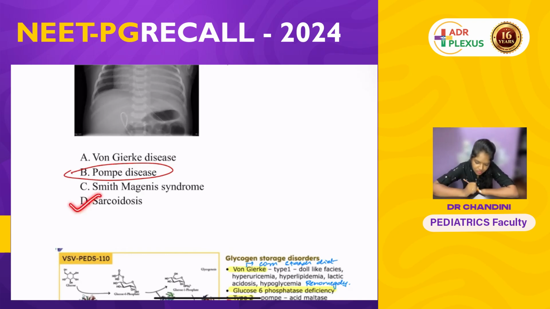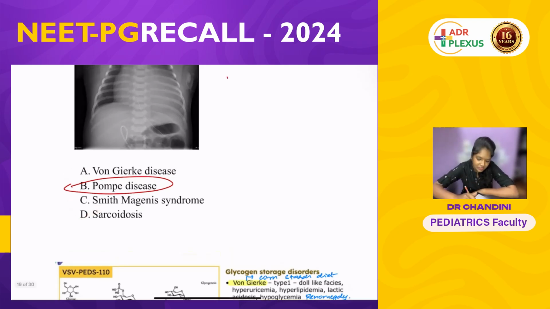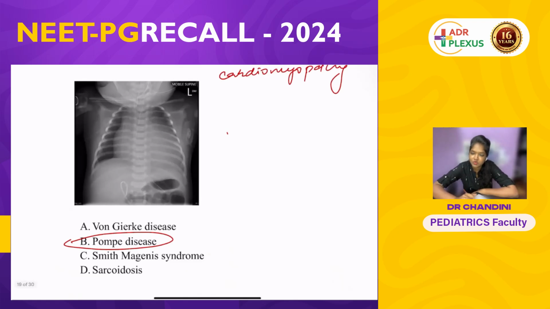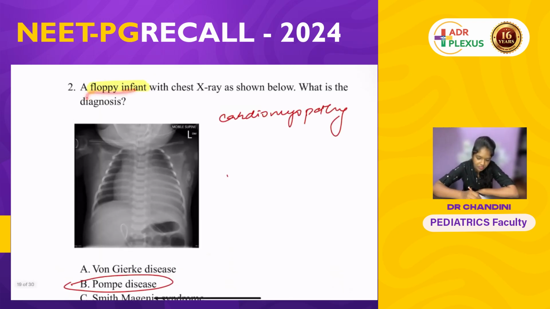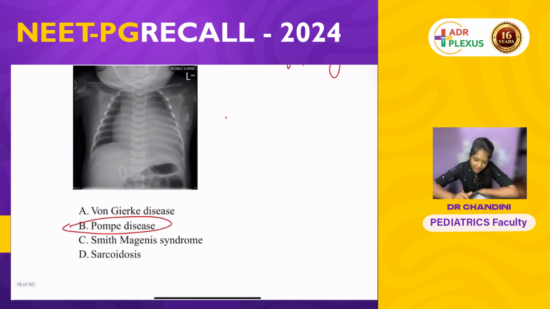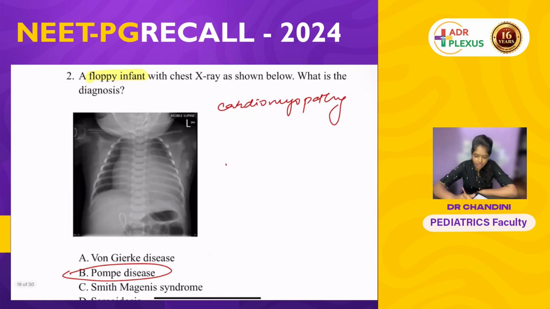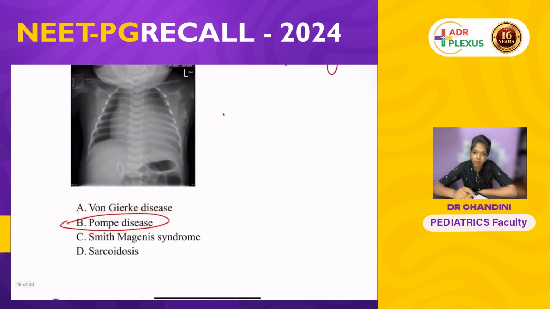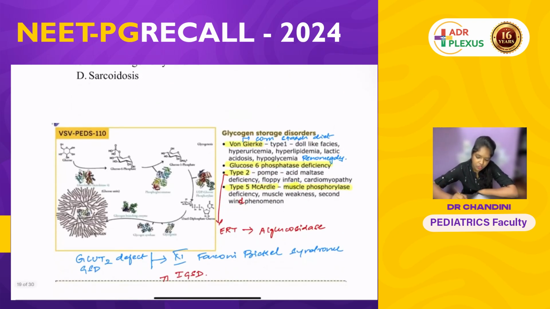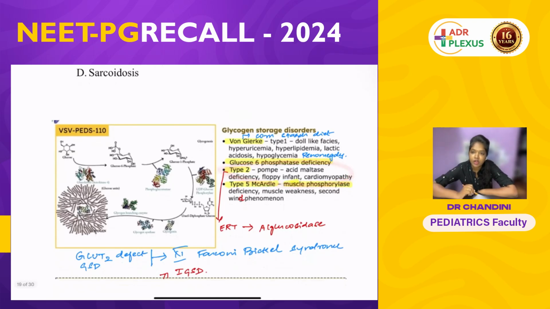Okay, so sarcoidosis, not a possibility. Yes, you can have cardiac features which are rare, but hypotonia is not a possibility. Smith-Magenis syndrome is because of a deletion of chromosome 17. There also you're not going to have a floppy infant and all. Okay, so the direct answer here is going to be Pompe's disease, which is due to acid maltase or alpha glucosidase deficiency. An infant with hypotonia and cardiomyopathy, please think of Pompe's disease.